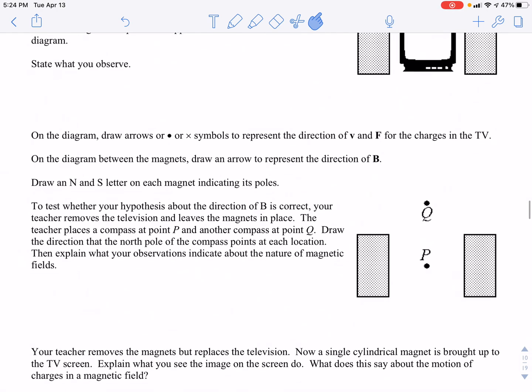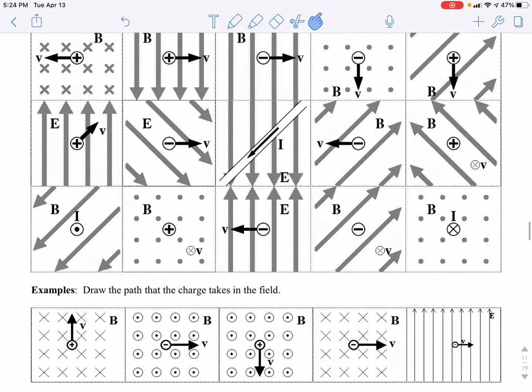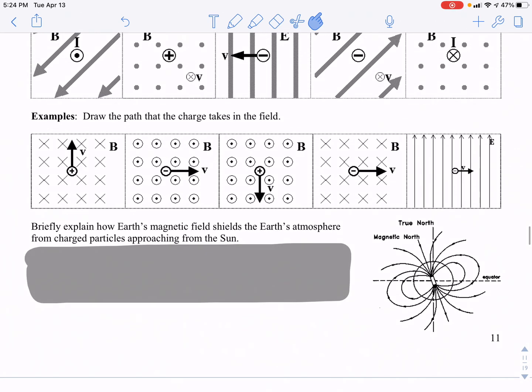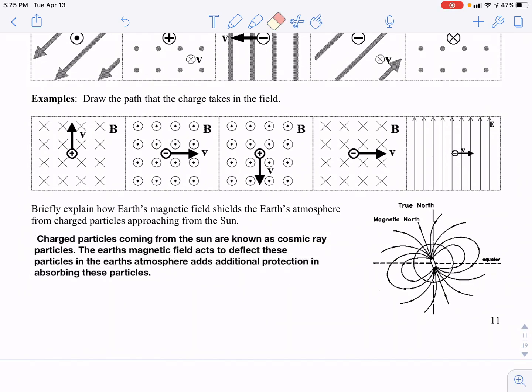We're going to be skipping the television demo, so please make your way over to past page 11. We're going to do the example on page 11 in class, but go to the bottom of page 11, please. Briefly explain how Earth's magnetic field shields Earth's atmosphere from charged particles approaching from the sun. Well, charged particles from the sun are known as cosmic ray particles. The Earth's magnetic field acts to deflect those particles, and it also adds protection in terms of absorbing those particles as well.